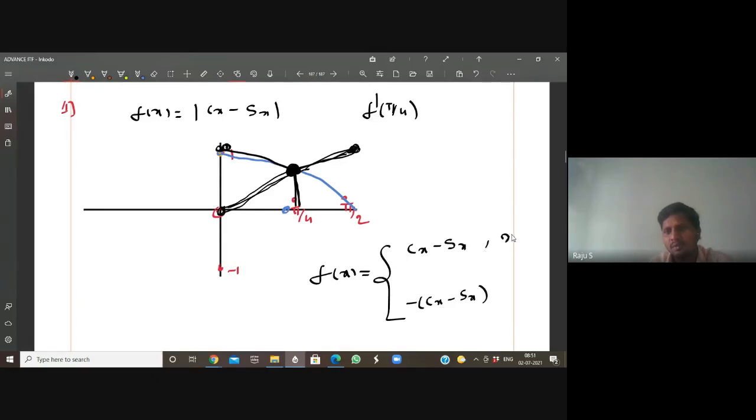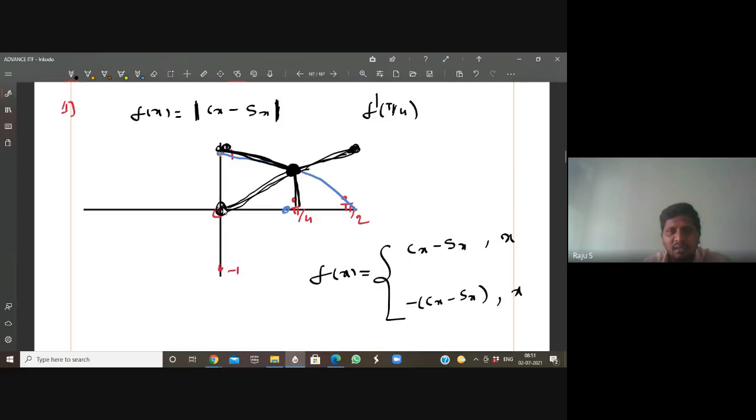For what value of x will it be plus, and for what value will it be minus? See here, f of x is modulus of cos x minus sin x. It cannot be negative, whatever x you give. So finally we should get the output positive. Am I right? From where to where is your cos x minus sin x positive?